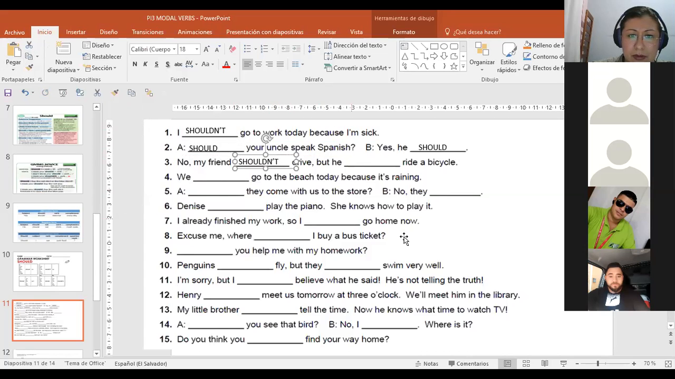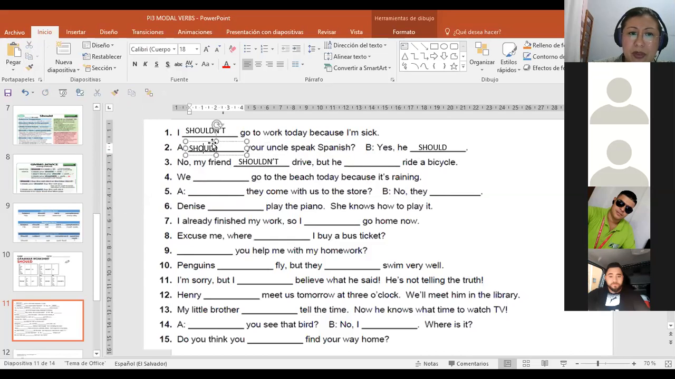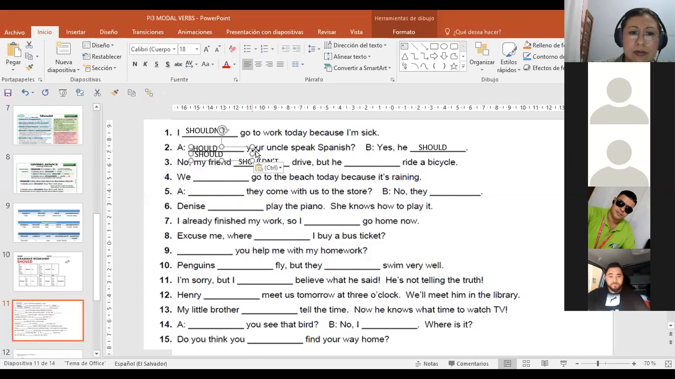Teacher, entonces cuando se usa un modal, no se le pone al final la S al verbo en tercera persona. No, cuando se usa un modal, no. Ok, one more volunteer. Vamos a hacer una más porque ya vi que el tiempo se me está acabando y sí me interesa que hagamos la conversación. Ok. We shouldn't go to the beach today because it's raining. Ok, Arnold, very good. Thank you. Ok. So I think it's clear. It's pretty clear, right? Está bastante claro, ¿verdad? Cuando usamos el should y shouldn't.